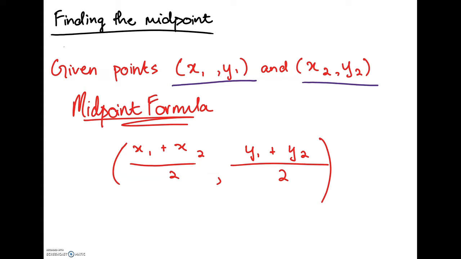So let's say you have 2 points, x1 comma y1 and x2 comma y2. The midpoint formula is pretty simple. You just add both the x's and divide by 2, and add both the y's and divide by 2. So your final answer will be in the form of coordinate points, so x3 comma y3 or something like that. That's why they're given in brackets with a comma in between. So let's move on to some examples.